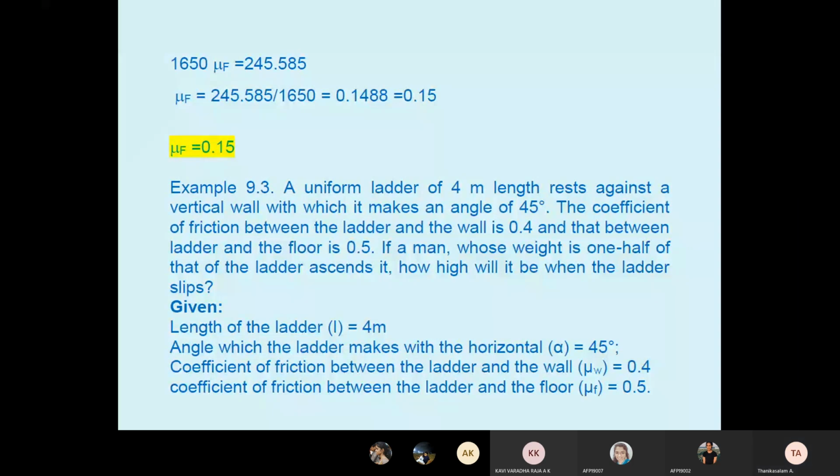Yes, sir. A uniform ladder of 4-meter length rests against a vertical wall with which it makes an angle of 45 degrees. The coefficient of friction between the ladder and the wall is 0.4 and between the ladder and the floor is 0.5. If a man whose weight is one half of that of the ladder ascends it, how high will he be when the ladder slips?